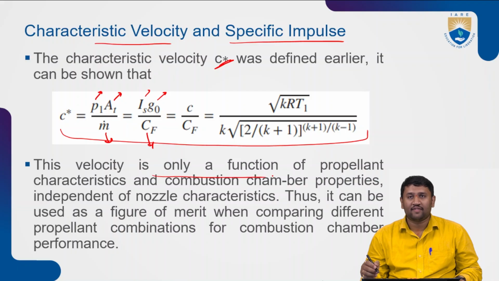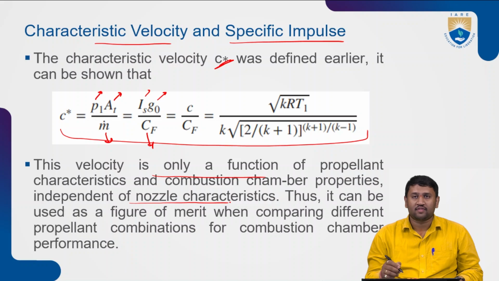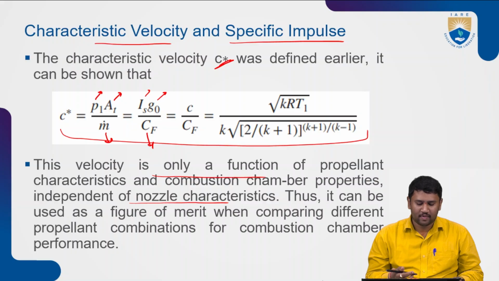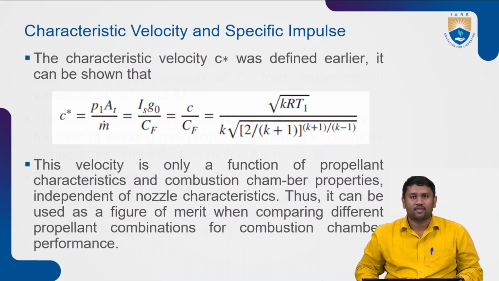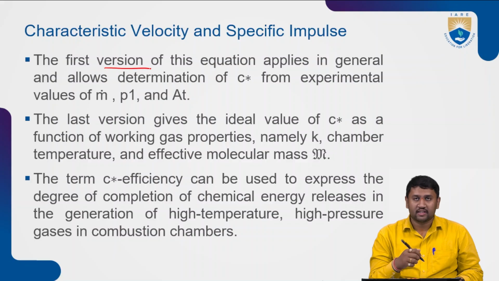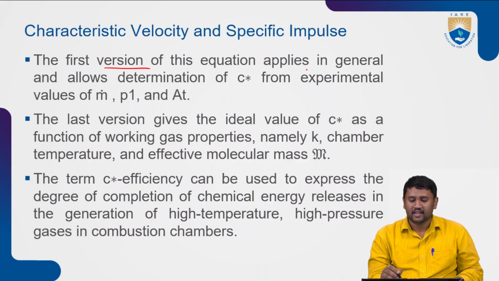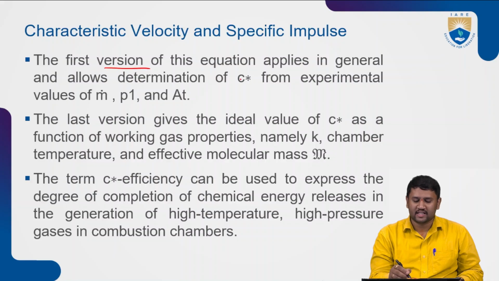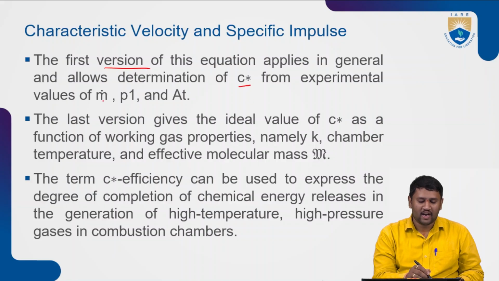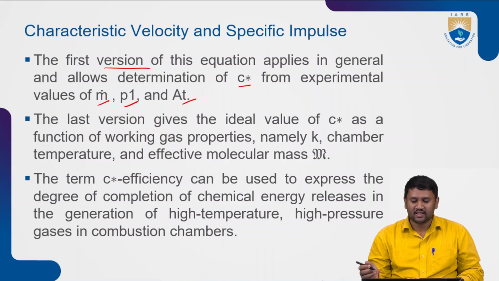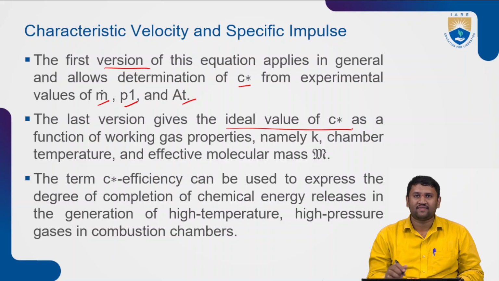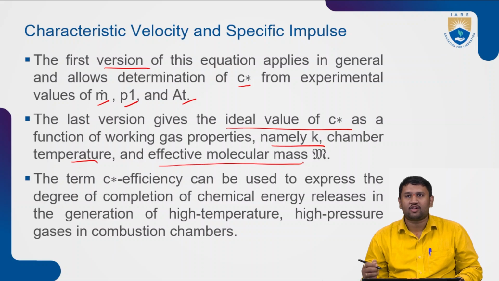Now, this velocity is not only a function of propellant characteristics as well as combustion chamber propellant properties, it is independent of nozzle characteristics. Thus, it can be used as a figure of merit comparing different propellant combinations for combustion chamber performance. The first version of the equation that we explained earlier also applies in general and allows determination of C star from an experimental approach using values of mass flow rate, chamber pressure, as well as throat area, and the last version gives us an ideal value of C star as a function of working gas properties, namely K, chamber temperature, as well as effective molecular mass.